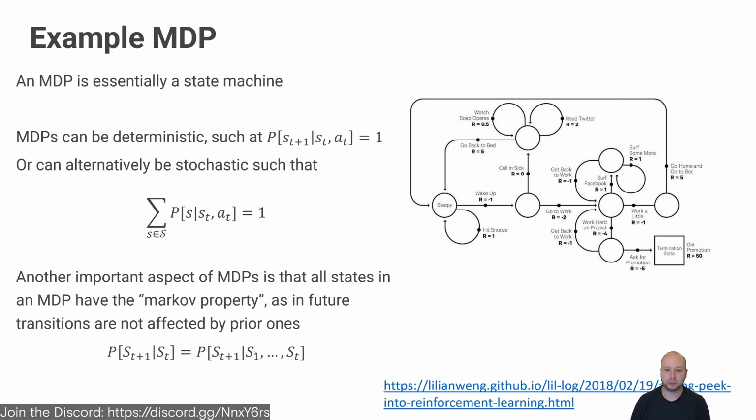MDPs have the Markov property, or the Markov assumption, such that the probability of going from state ST to ST+1 is the same as the probability of going to ST+1 given a trajectory of a variety of different states terminating in ST. In other words, these previous states do not affect the transition probability of the future.